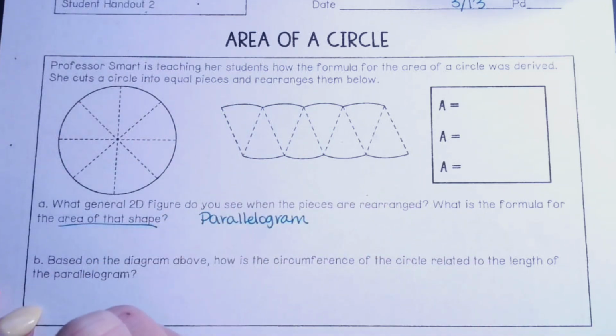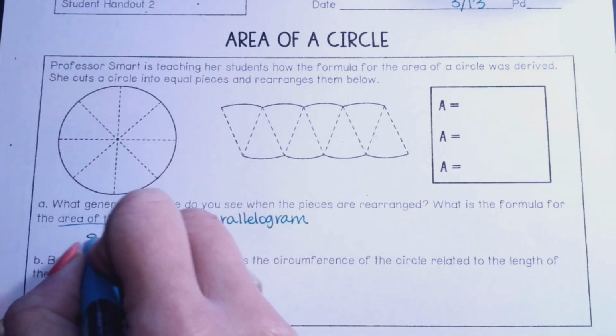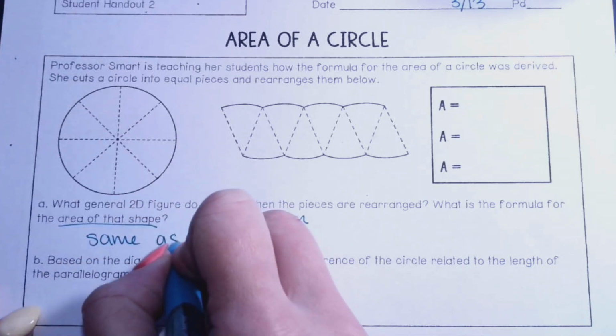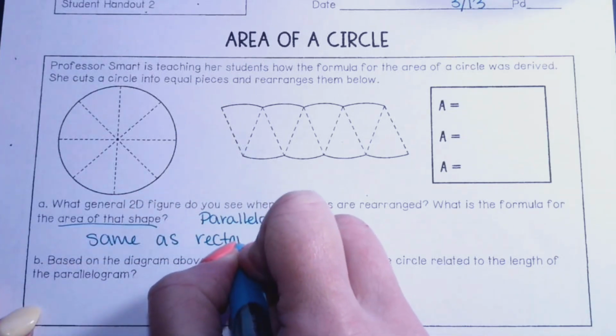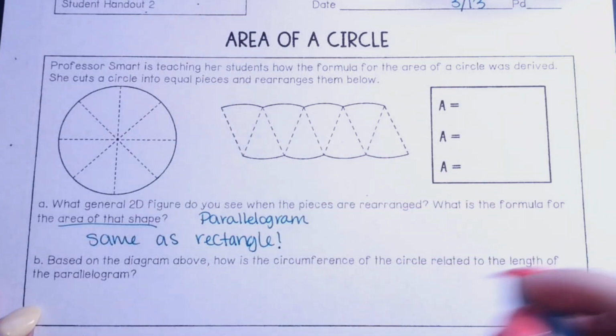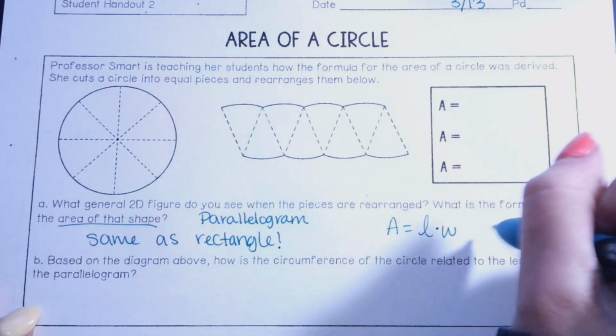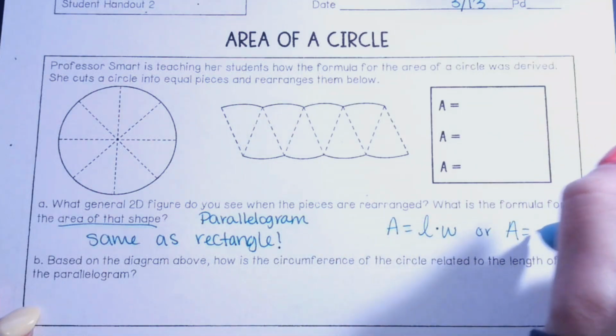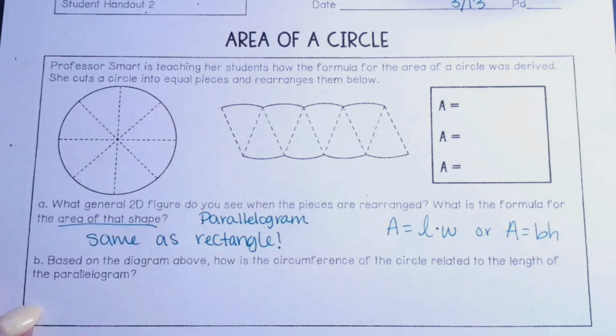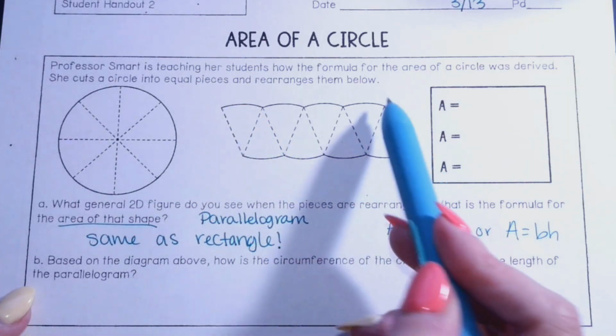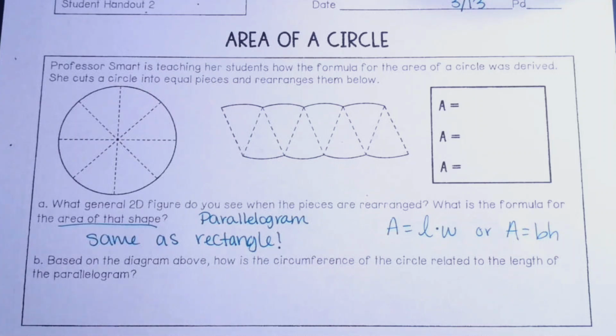Okay, the area of that shape, or the area of a parallelogram, is the same as the rectangle. So we can write that as either area equals length times width, or area equals base times height. Either way, same thing. So we know that we have this shape, vaguely parallelogram, and we can use area equals length times width to figure out the area for the circle.